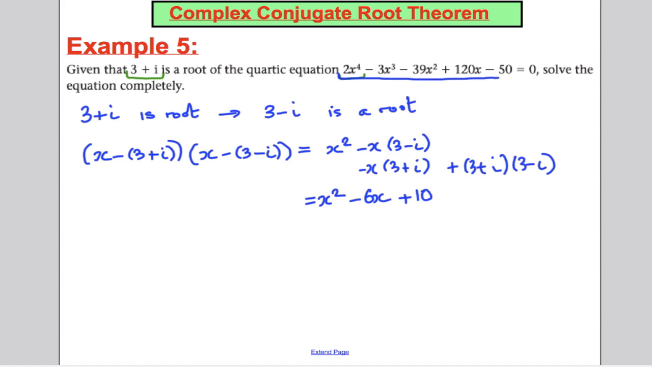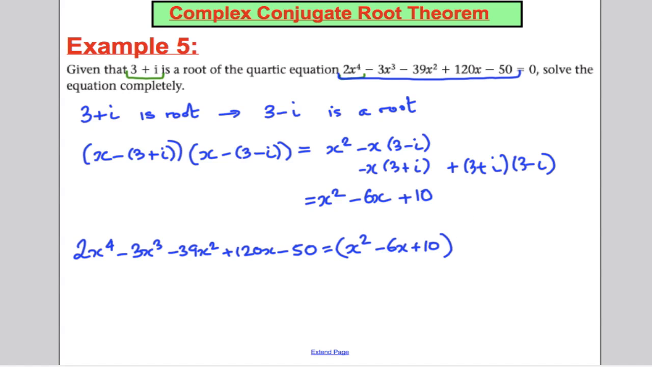So if I'm trying to factorize this thing here, I can write this on the left hand side like I usually do. Okay, and I know these two are factors, so this here is a factor. The multiplied out version of these two together is a factor. So I know x squared minus 6x plus 10 is a factor. Now the question is, can I work out what must be over here to multiply by this to give me that? Well, I can.